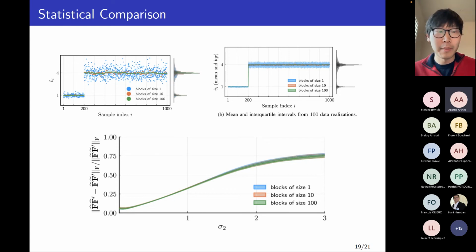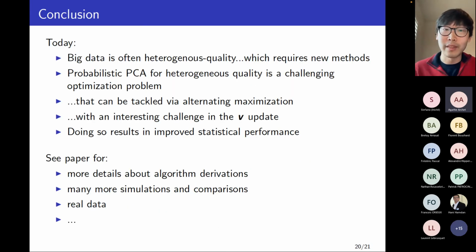So let me conclude here. So today we talked about how big data is often of heterogeneous quality, which requires new methods, and that probabilistic PCA for heterogeneous quality is a challenging optimization problem that can be tackled via alternating maximization, with some interesting challenges in the V update. And we saw how those different algorithmic choices change and impact the performance in terms of runtime.